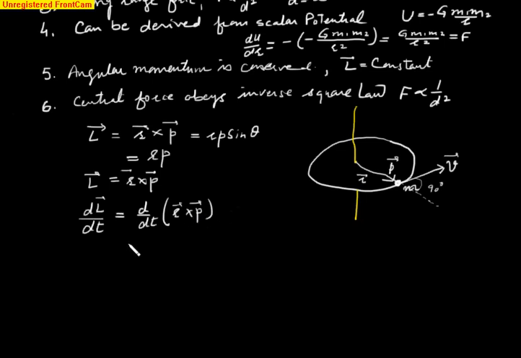These are two variables, so we can write: the differentiation of the first variable, dr by dt, into the second, which will remain as it is, plus the first variable as it is, then the differentiation of the momentum vector with respect to time. So this is dL over dt.